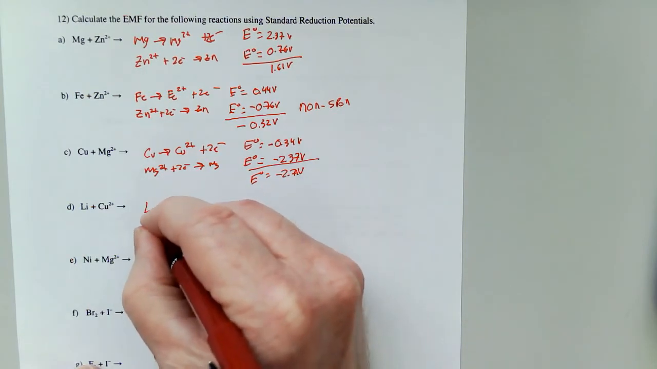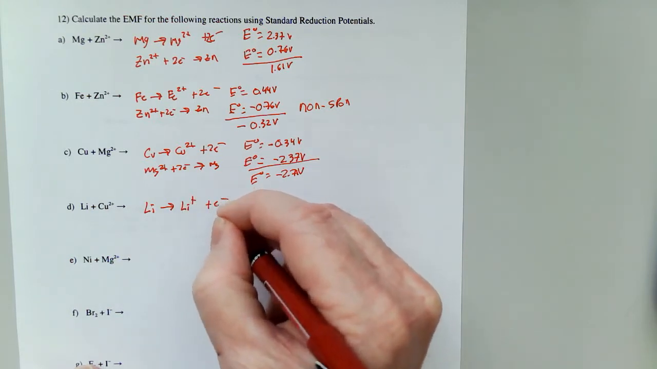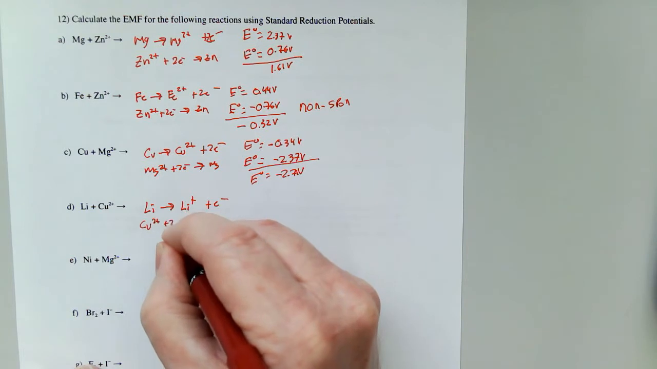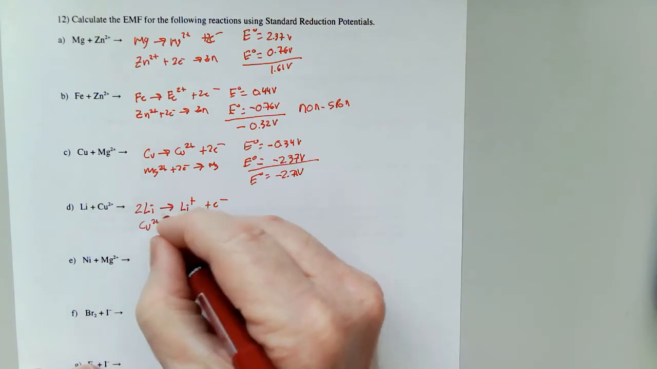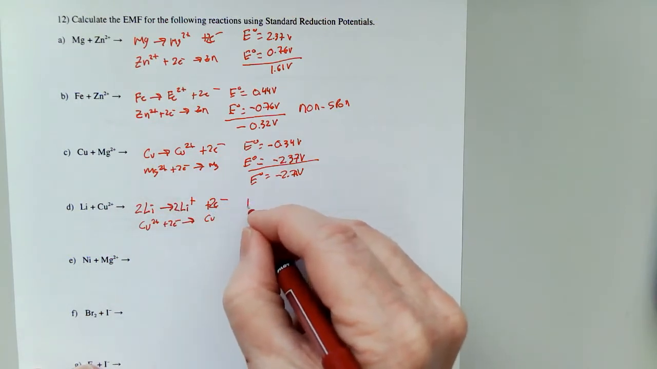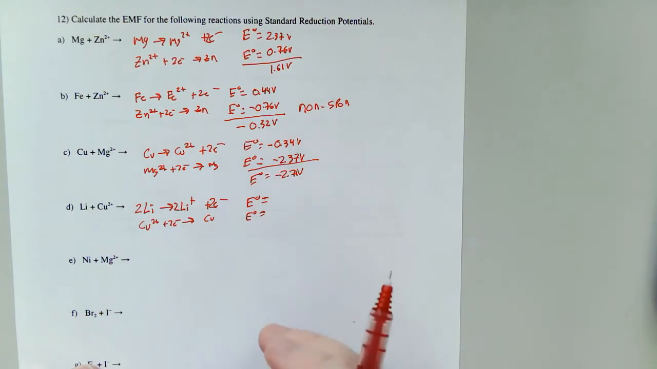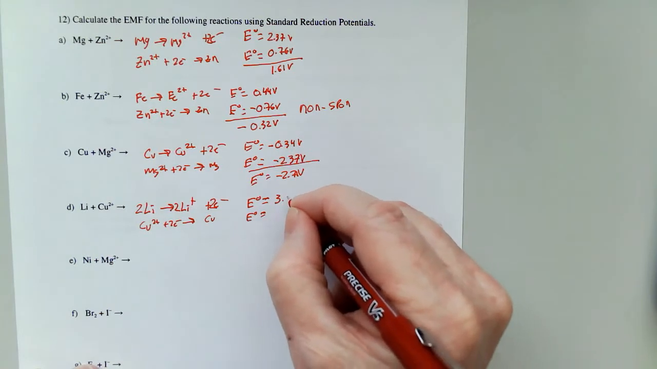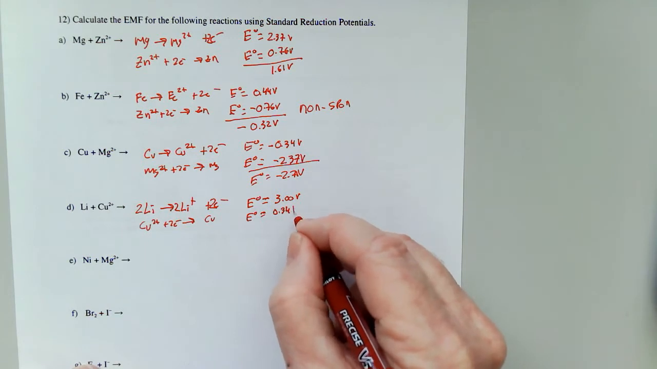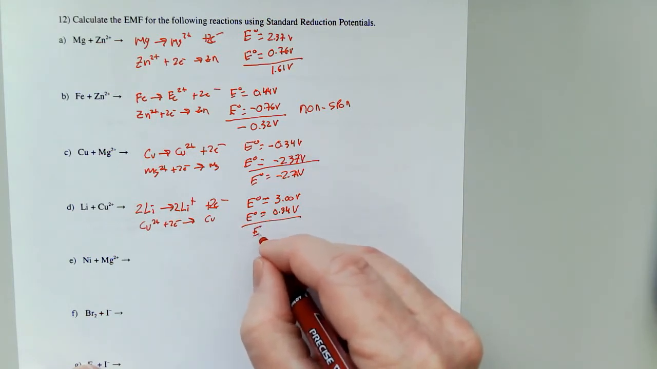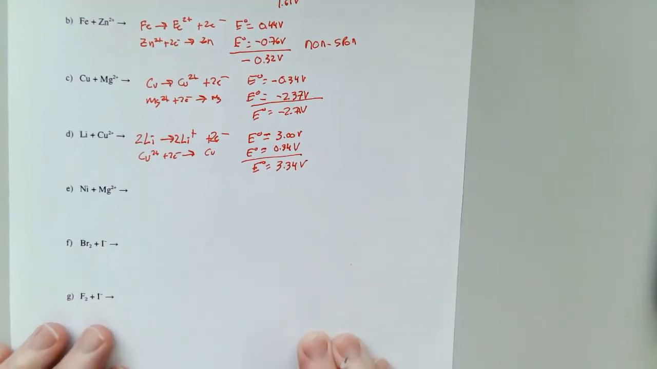So, lithium can turn into lithium plus an electron. Copper 2 plus 2 electrons gives me copper. Now, I need to make the electrons balance, so I will multiply this by 2. But that does not have any effect on the EMF. I don't change its value from the table. For lithium, that value is 3.00 volts, and this copper is 0.34 volts, and that is a positive 3.34 volts and a very spontaneous reaction.